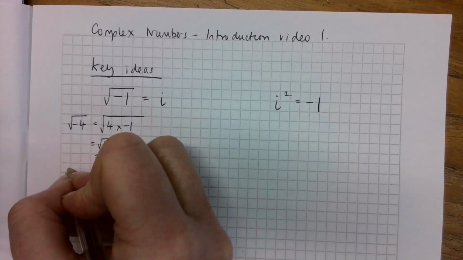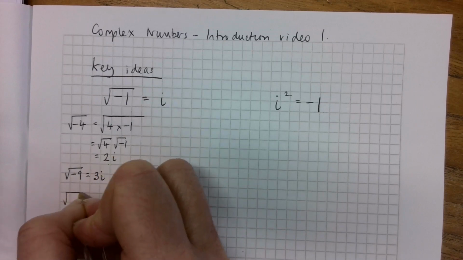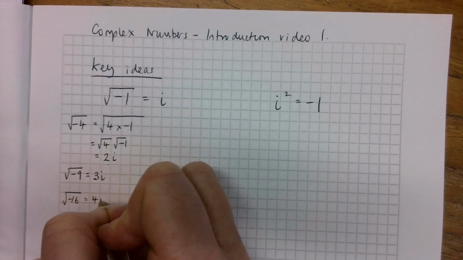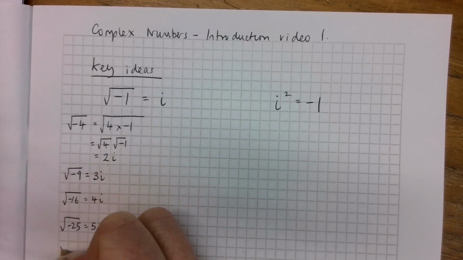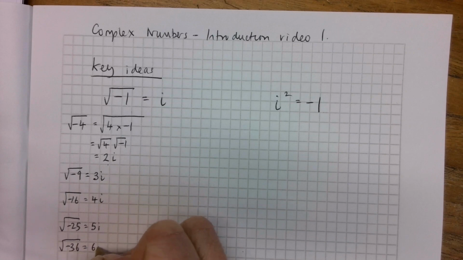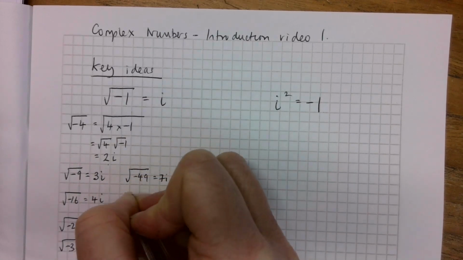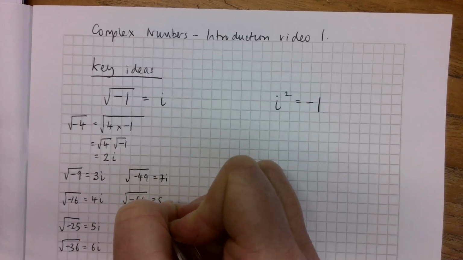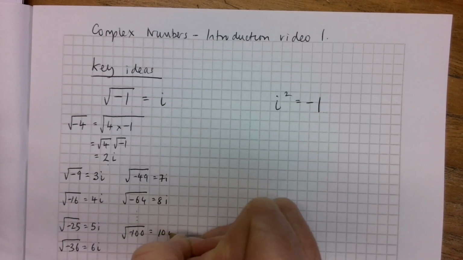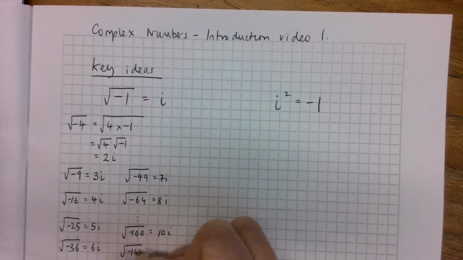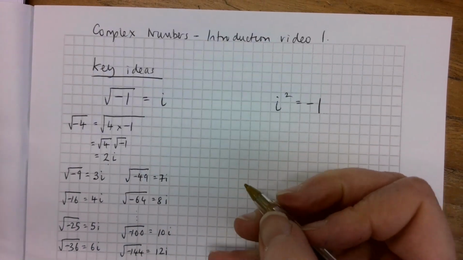All you need to be able to do is to recognize that the square root of minus 9 is 3i, the square root of minus 16 is 4i, the square root of minus 25 is 5i. You can see where this is going. The square root of minus 36 is 6i, the square root of minus 49 is 7i, the square root of minus 64 is 8i, and so on. The square root of minus 100 is 10i, the square root of minus 144 is 12i.